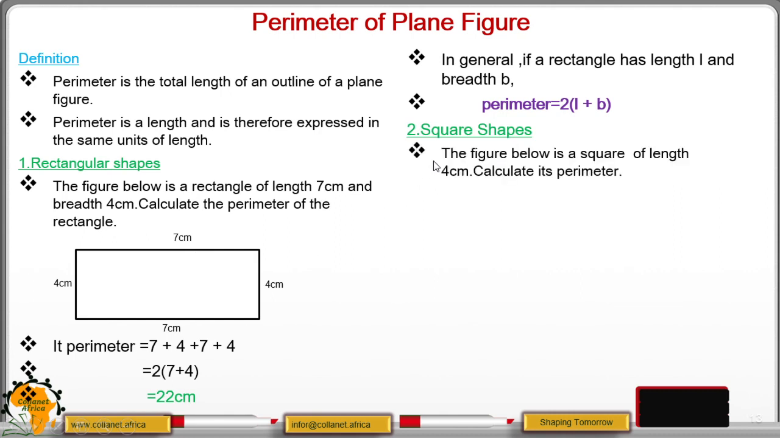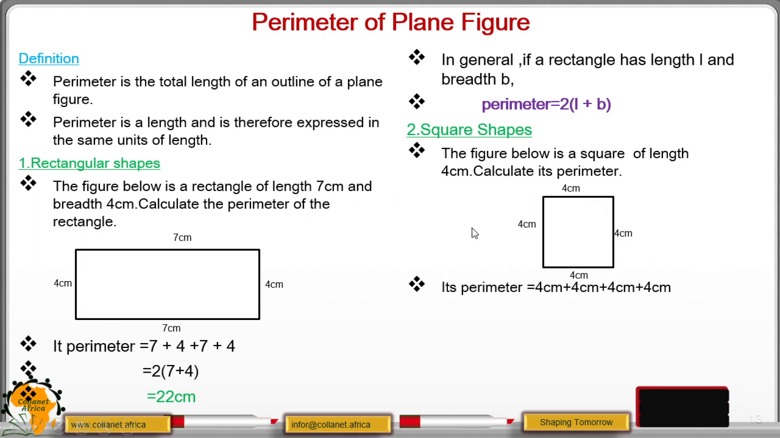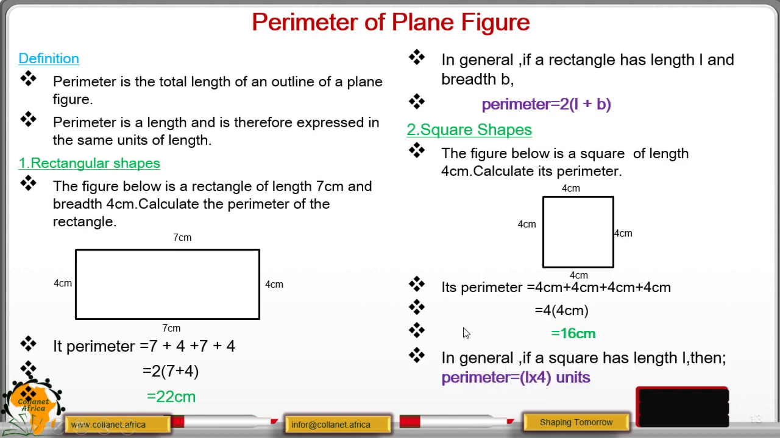Then the second one, we have a square shape. We can consider a figure that is a square having 4 centimeters as the length. Now for us, we've said that it is the sum of the boundaries or the outline. So if you start from this corner, you add 4, then 4, then 4, and then 4. So it will be 4 centimeters plus 4 centimeters plus 4 centimeters plus 4 centimeters. So you see that we are adding 4 times. So it will be the same as multiplying 4 by 4. So you get 16 centimeters.